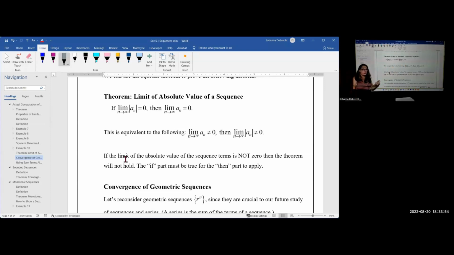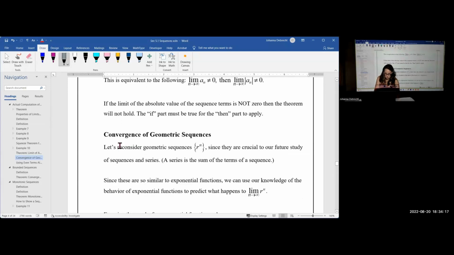Now, this only works for 0. And this is equivalent to saying, of course, that if the limit of the sequence does not go to 0, then the limit of the absolute value of the sequence also can't be 0. If the limit of the sequence goes to 5, then the limit of the absolute value can't be going to 0. So let's reconsider our geometric sequences.